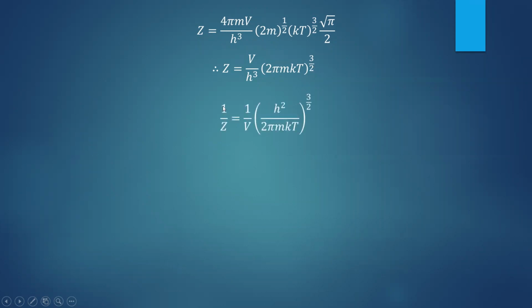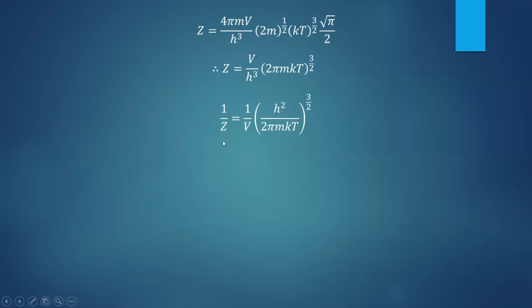So therefore, we need 1 by z. In order to express the distribution function f of ei, we need n by z into e to the power minus e by kt. Therefore, you take 1 by z. What will be the value of 1 by z? 1 by z will be equal to 1 by v. You take the reciprocal of this. H cube is represented as h square to the power 3 by 2. If you open the bracket, 2 gets cancelled and you will get h cube only. Here I have replaced this h cube as h square to the power 3 by 2. So that will give you 1 by v into h square divided by 2 pi m kt to the power 3 by 2.